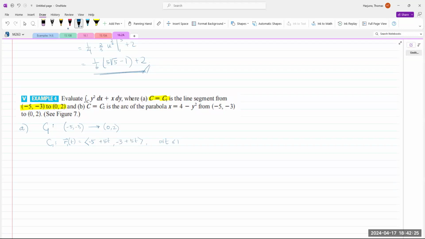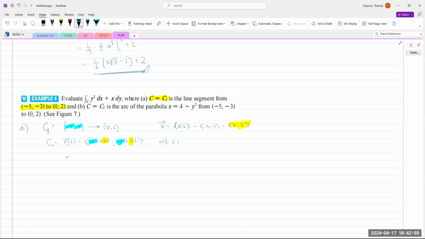See, the position is -5, -3, right? But how about the direction vector? The direction vector is 0, 2 minus -5, -3. That gives us 5, 5, right? Okay, so that 5, 5 gives us this. The position -5, -3 is here. Now then that's r1(t).